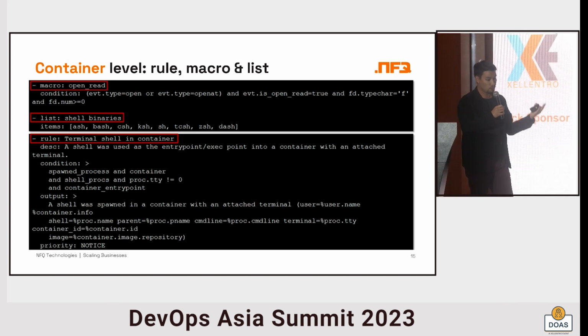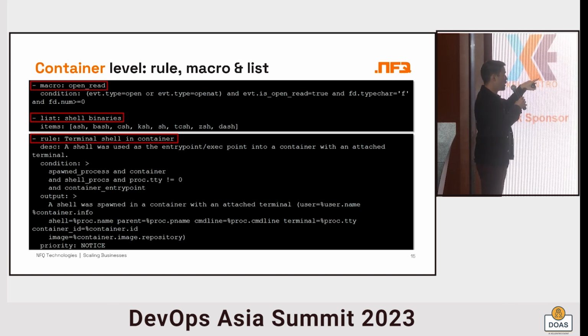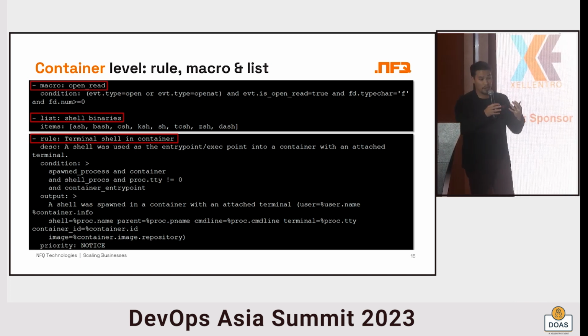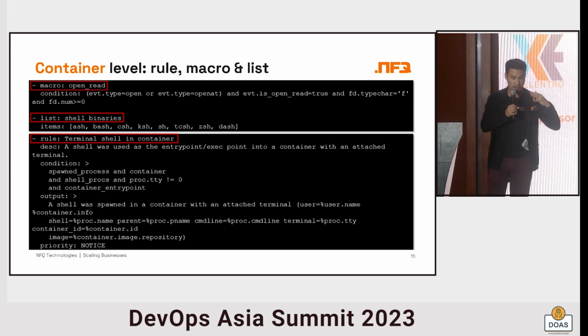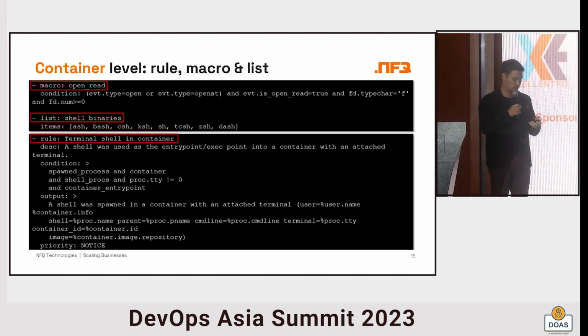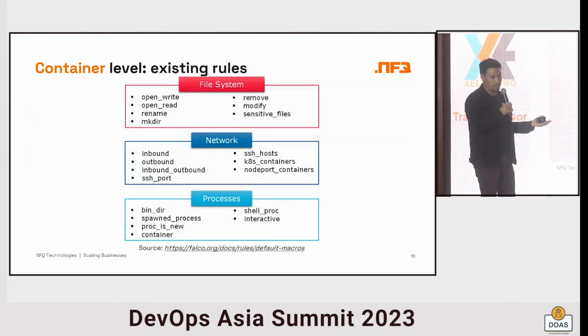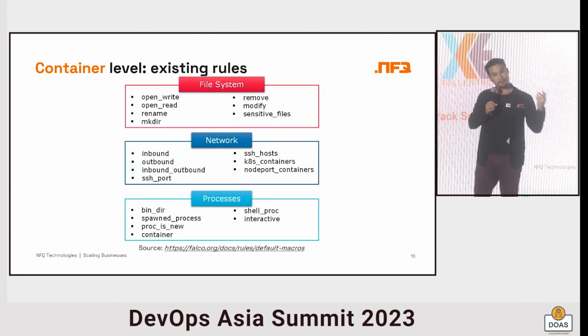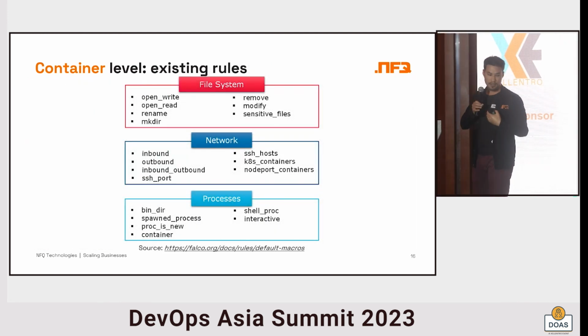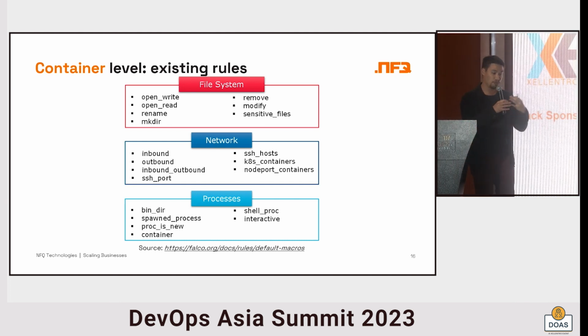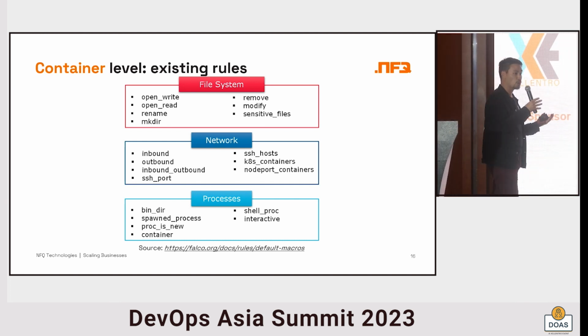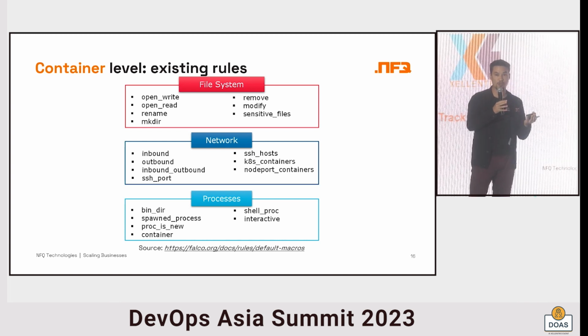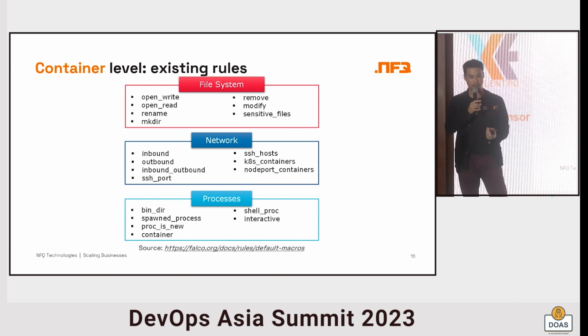For example, here we are listing the shell binaries to define that whenever we use shell binaries, the lists actually cover everything. Of course, you don't have to implement everything on your own. Falco already provides a set of existing rules on different aspects: the file system, the network, the processes. So you can, of course, reuse them instead of having to implement them on your own.